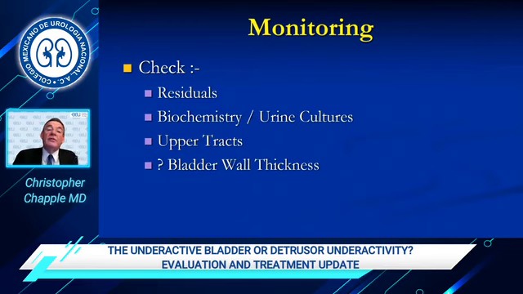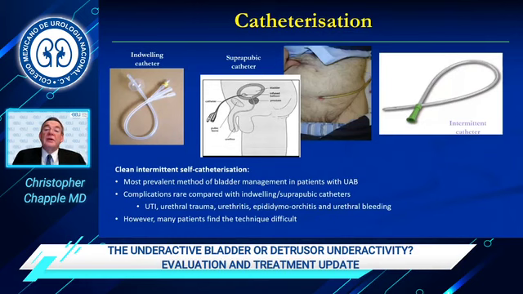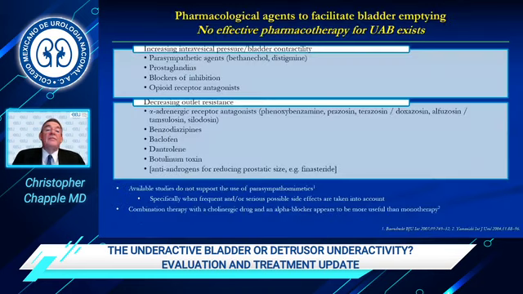What about monitoring? Of course, if you do that, you have to follow the residuals, look at the biochemistry, look at the upper tracts if you're worried, with regular ultrasound. Catheterization, none of our patients like this, but very clearly that's a way of draining the bladder. Of course, clean intermittent self-catheterization is the best for the patient rather than an indwelling catheter.